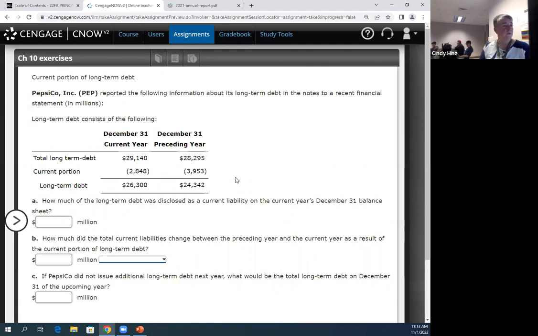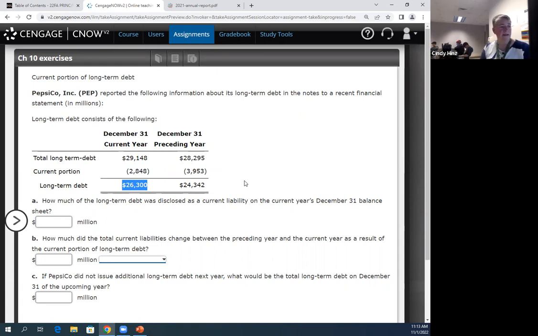Okay, so what we're seeing here is a summary, although the numbers are different. It is a summary based on what Pepsi had in their annual report. The total long-term debt, the part that's due this year, and this is their actual long-term debt, or the non-current portion.